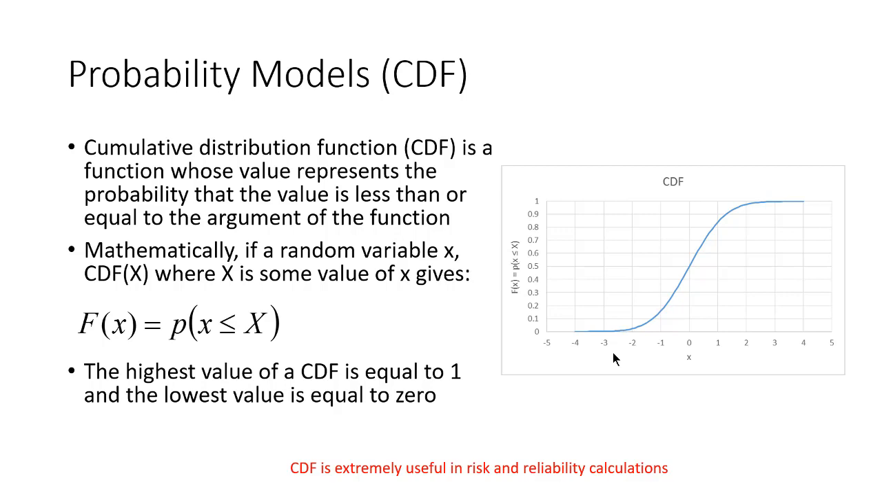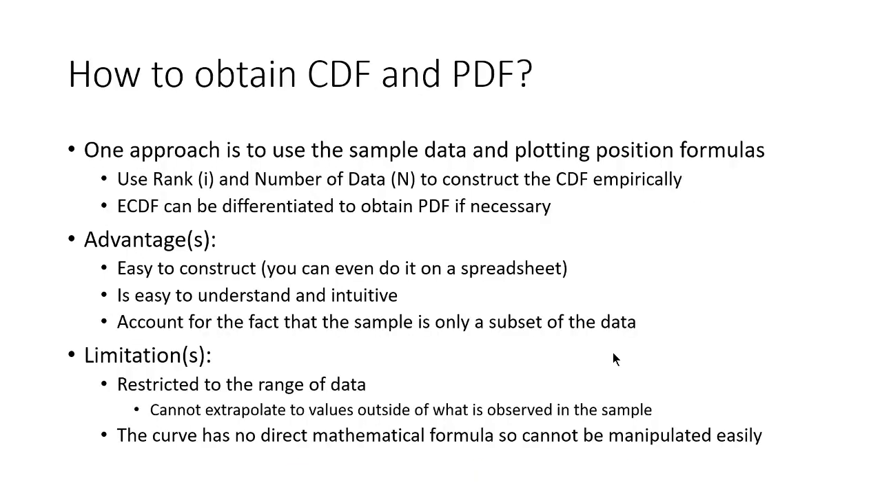So with that, how do you obtain the CDF and PDF? One approach is to use the sample data and plotting position formulas. Here we use ranks and the number of data points to construct the CDF empirically, as I showed you in the last lecture. And of course, once you have that empirical CDF, you can differentiate it to obtain the PDF if necessary. But this is rarely necessary in hydrologic analysis, since we're always interested in looking at some threshold and asking what is the probability of finding something greater than or less than that threshold. We are seldom interested in a value taking some exact value.